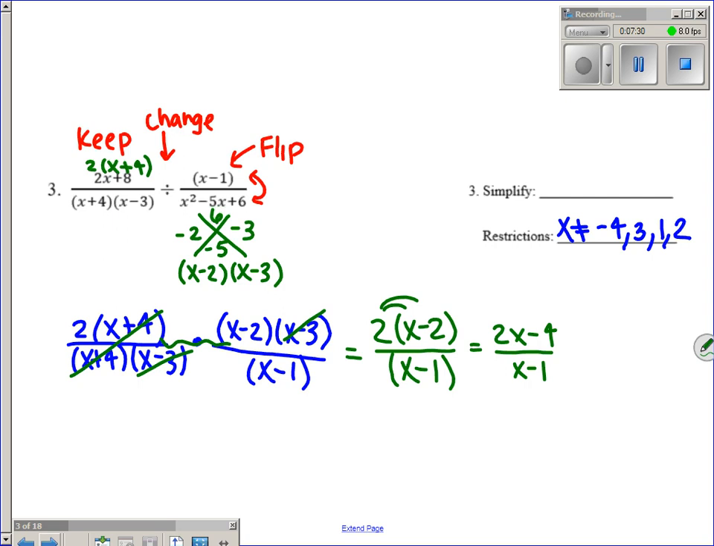If you left it before distributing, I would take that as your answer. But let's go ahead, just because simplifying it all the way is more correct. 2x minus 4 over x minus 1. Keep in mind, since these are subtracting now, you cannot just cross out the x's because they're on top of each other. You can only cross out factors that are the same. If there is a minus or plus sign in between them, you can't just cross those out. So that is the final answer.